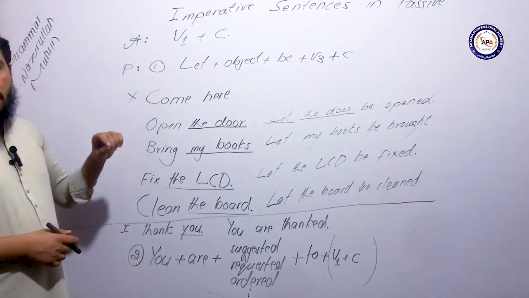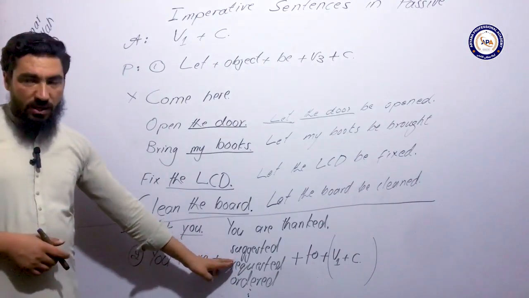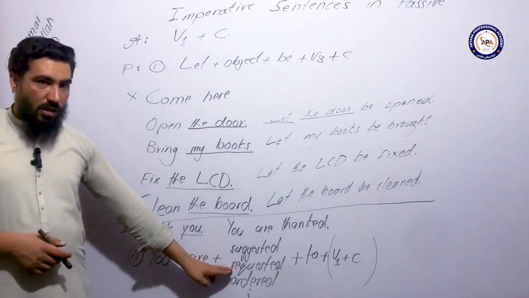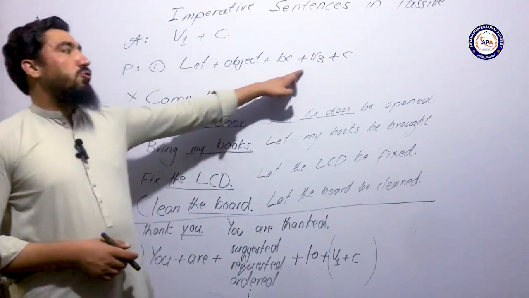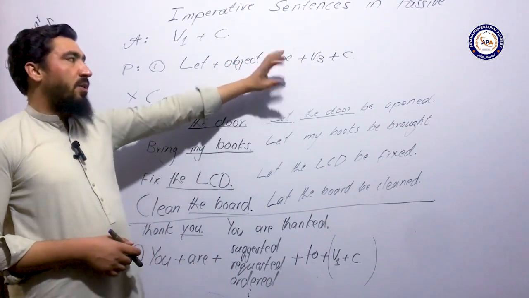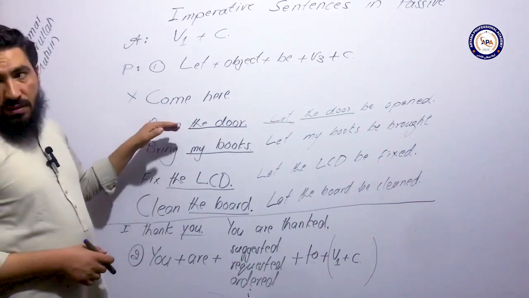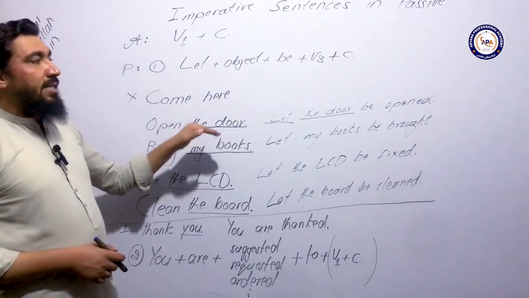Subject plus to be plus third form of the verb structure, this is a passive. And in this structure, after "let", the subject passive structure becomes be plus third form of the verb, the infinitive is completely changed. Passive.